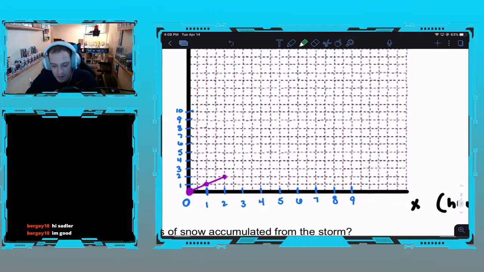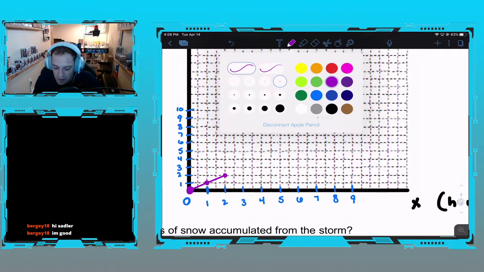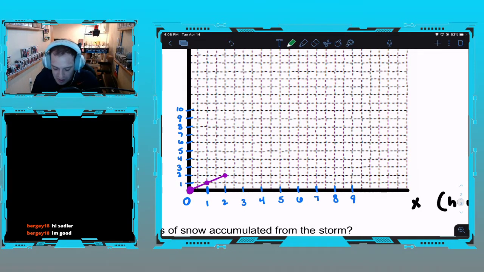So I'm going to come back down to my graph. So we went up 1 inch for the first 2 hours. Now every inch for the next 6 hours is going up by 2 inches. So if I'm at 2, when I go over to 3, I'm going up to 4 inches. So the point is going to be at 3, 4. If I go over to hour 4, I'm going up another 2 inches. So I have to make sure that I'm going up 2 dots this time, or 2 lines.